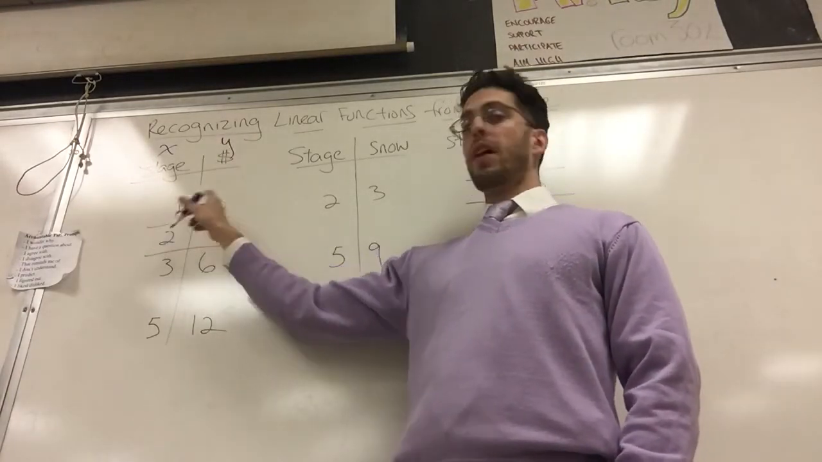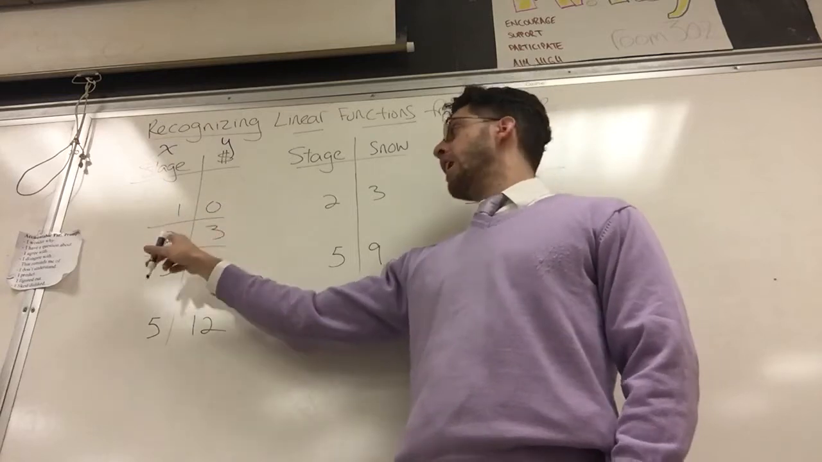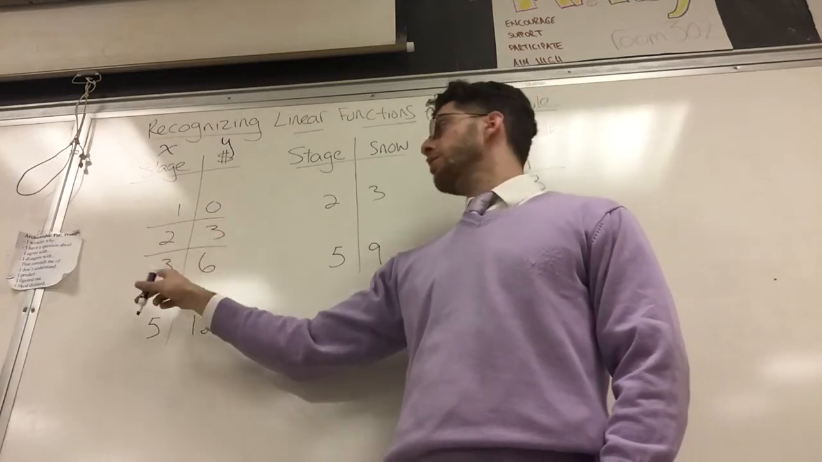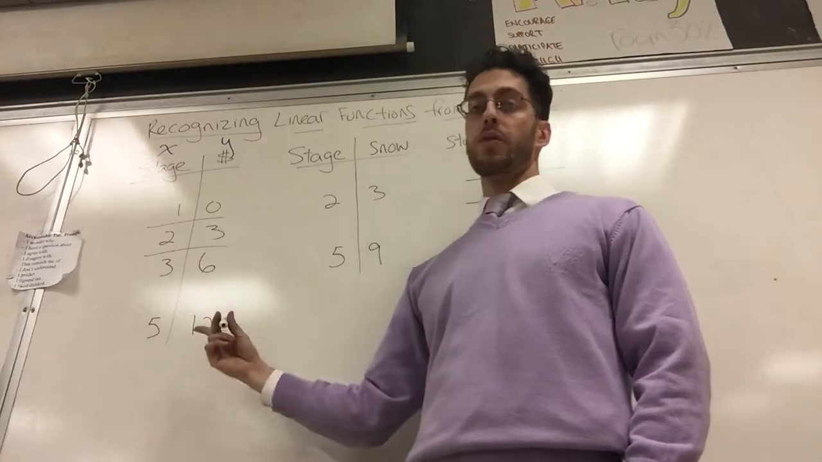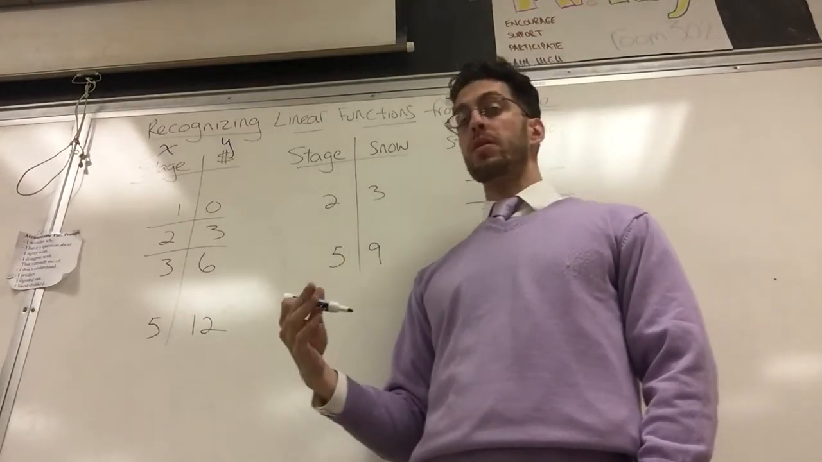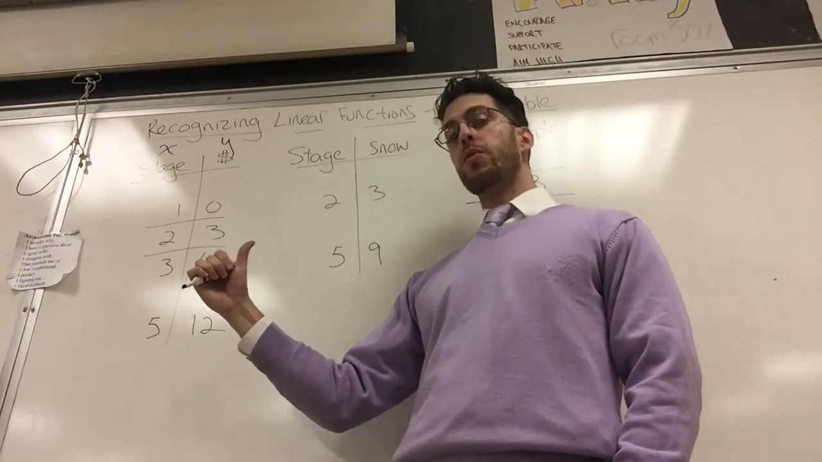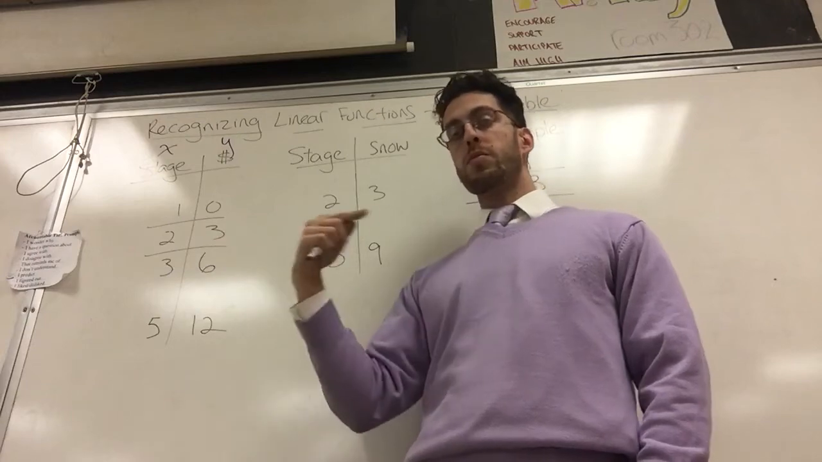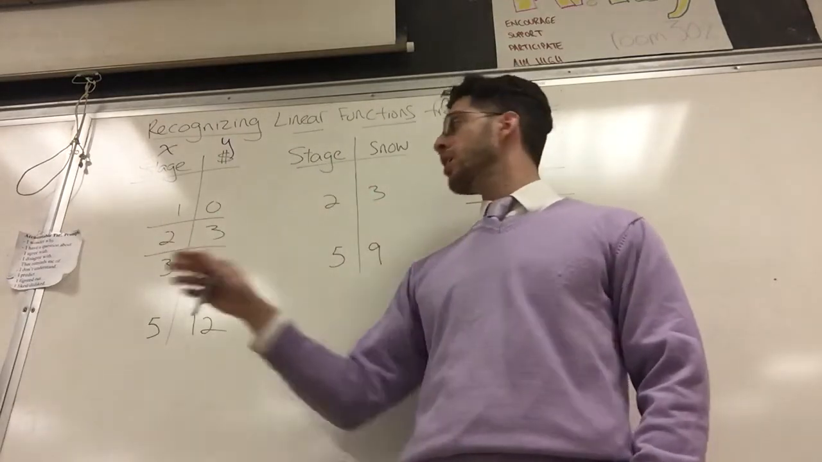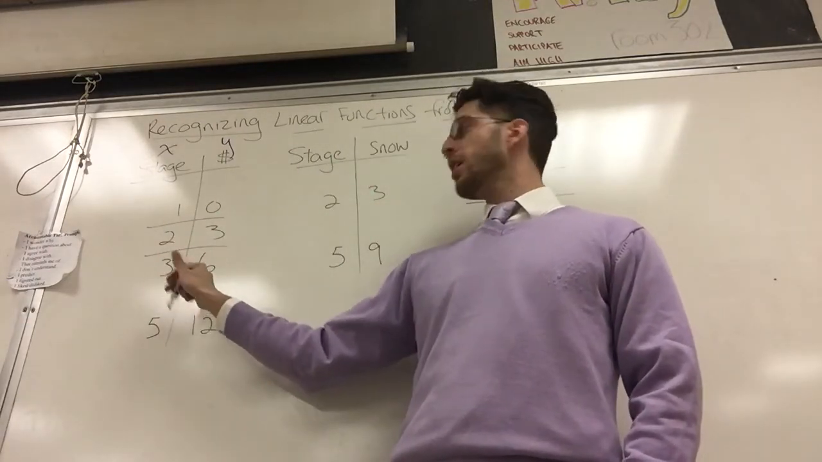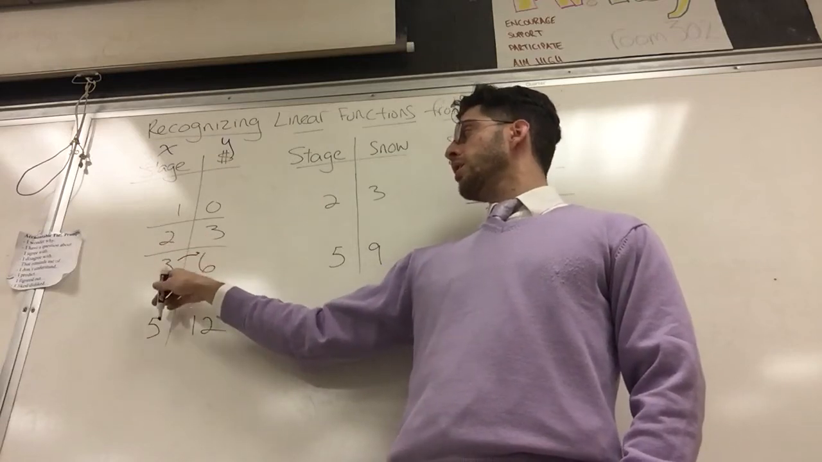So after 1 month, I have no money. After 2 months, I have $3. After 3 months, I have $6. After 5 months, I have $12. I want to figure out what my relationship is. A lot of people like to study this relationship by looking across, meaning looking at x and then looking at y. So if I look at this 3 and 6, it looks like the relationship is easy.